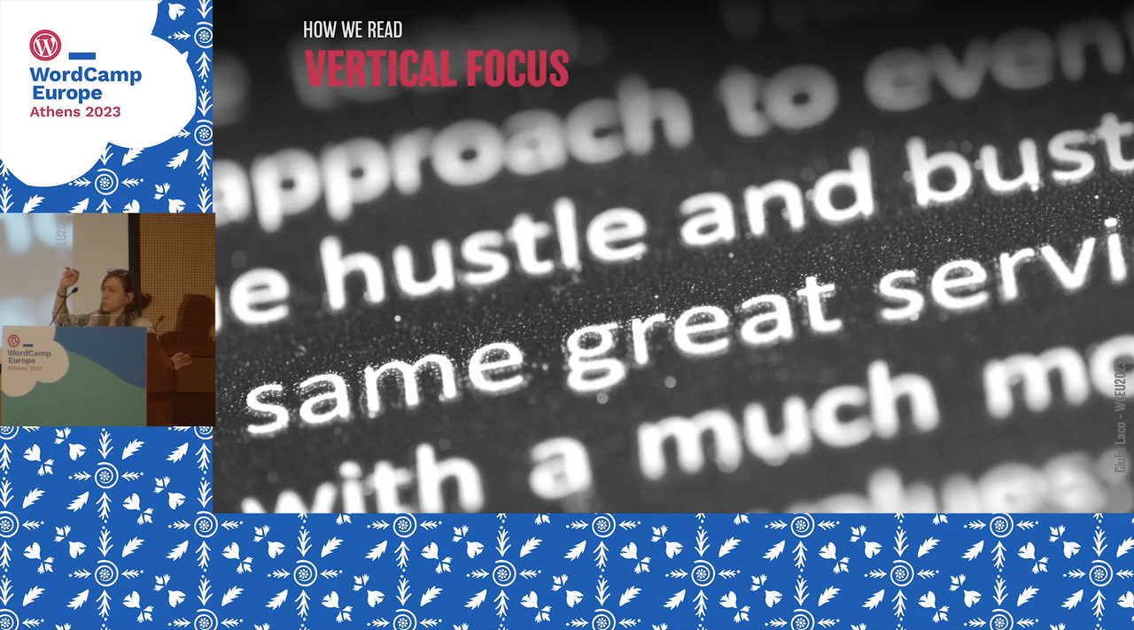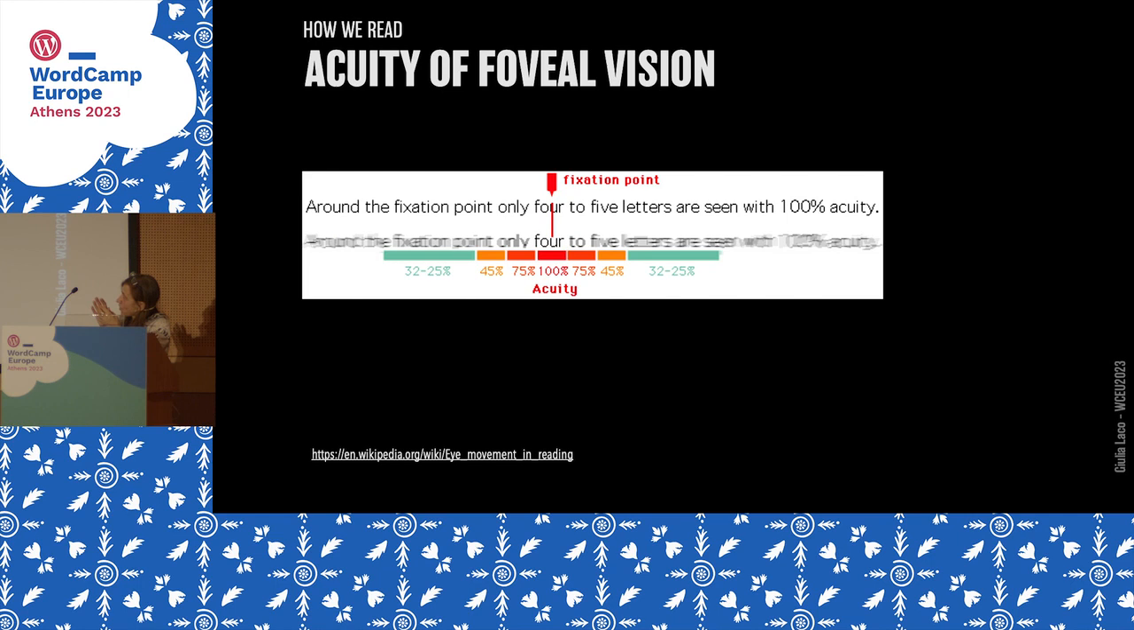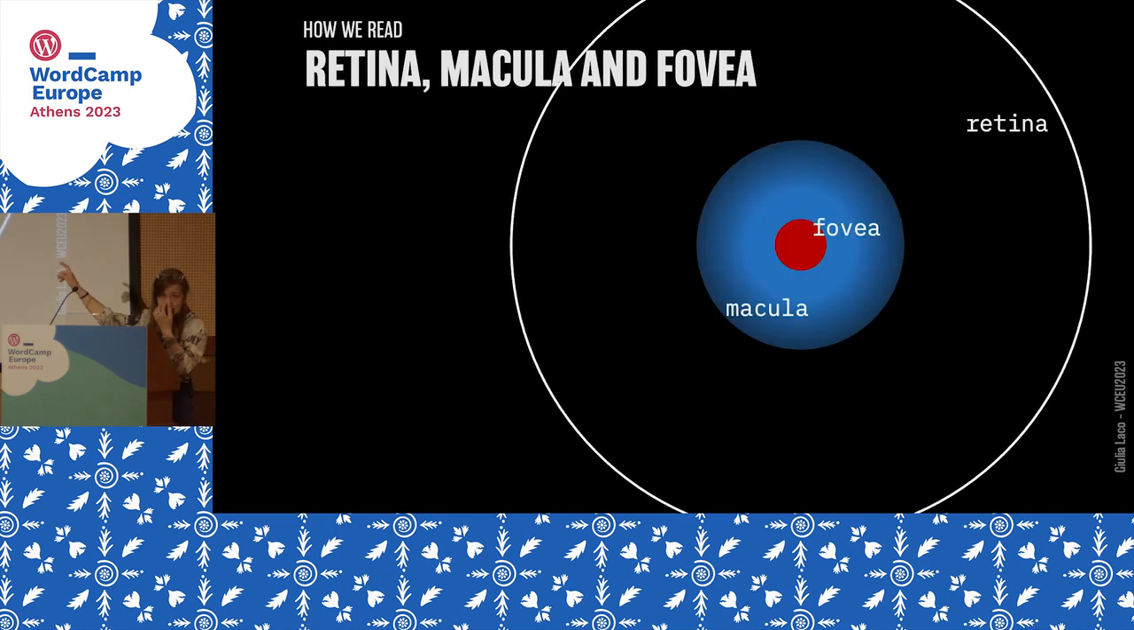More or less the same we'll do with the vertical rhythm. This is quite a nice representation of this movement, because it's not a jump, the saccade, it's a very fast movement, and the fixation might be longer or shorter, so this is represented with a different radius of these circles by Sophie Beier, an expert of readability. And we have this process of the acuity of foveal vision, so it's another representation. We have only a few letters that are in focus at a time.